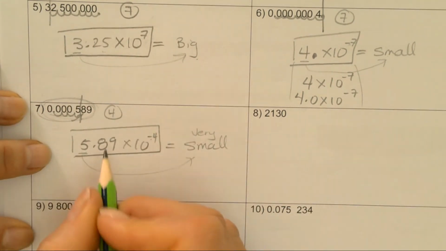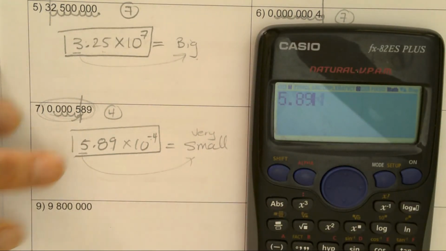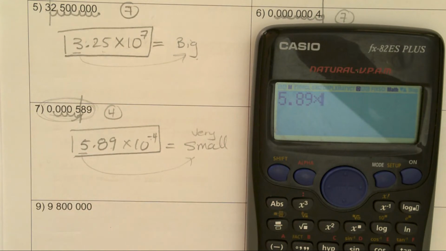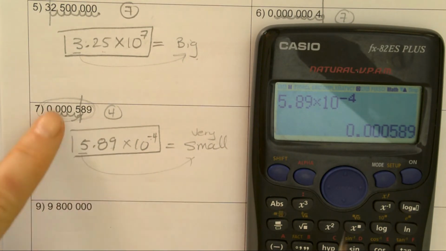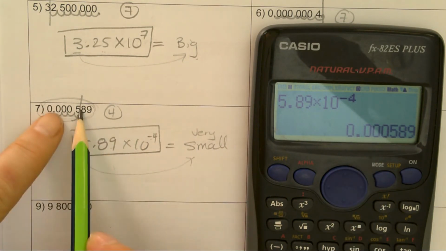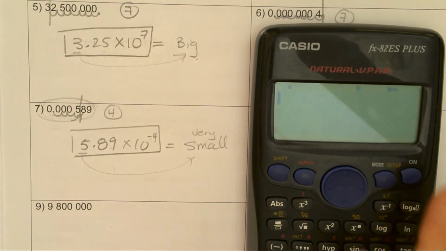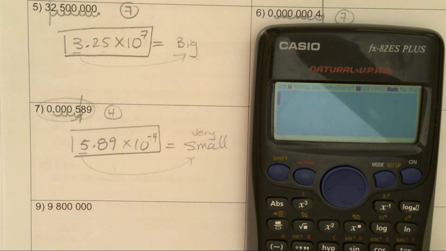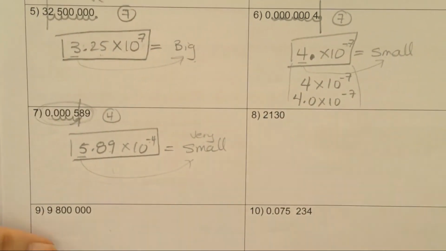So that's scientific notation. Let's check. 5.89. Yep. See, this is equal to this.